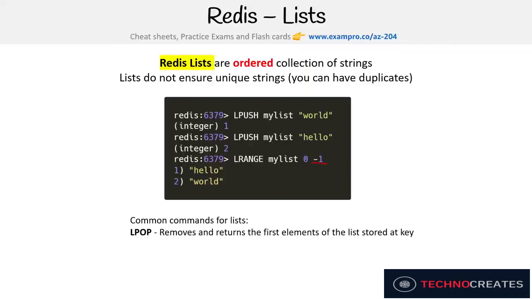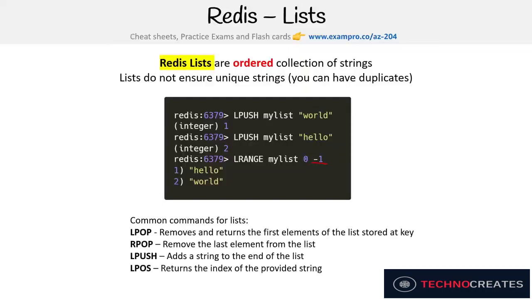Common commands for lists would be LPOP, RPOP, LPUSH, LPOS, which is for position. So LPOP would remove the first element on the left-hand side and return it, and RPOP would be on the right-hand side. So if you did an LPOP, it would return hello. If you did an RPOP, it would return world and also remove it from the list. LPUSH would add a new thing on the end. LPOS is for getting a position. So you provide a string, and it'll tell you its position in the list.